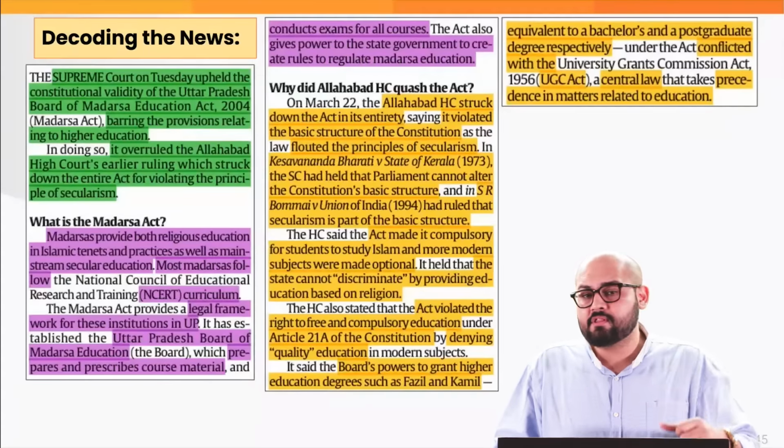But again, that petition was then submitted to the Supreme Court, and now the Supreme Court has reinstated the UP Madarsa Act, and it has given its own reasons. We'll see what the reasons are all about.